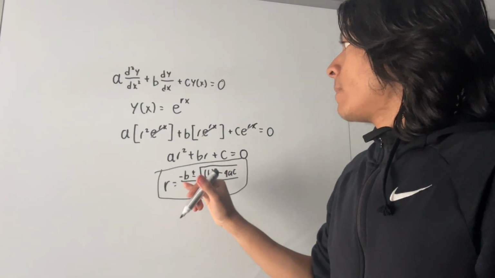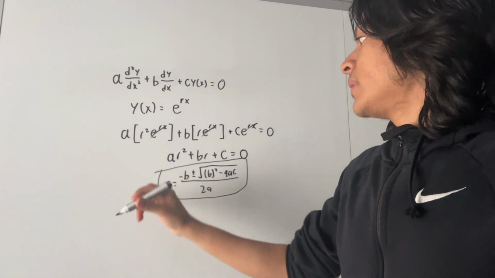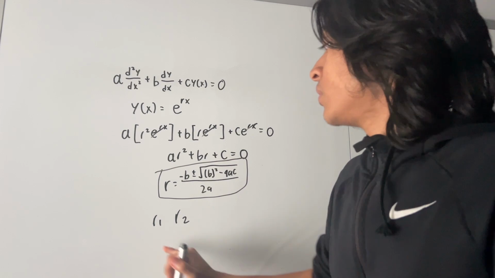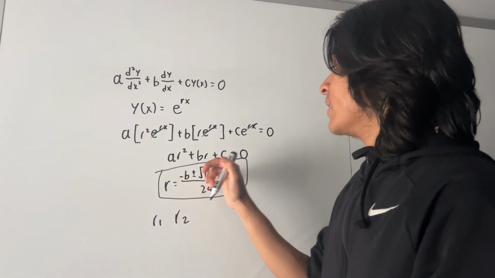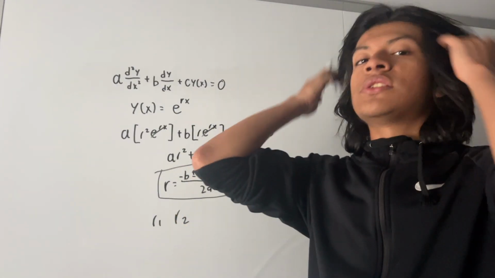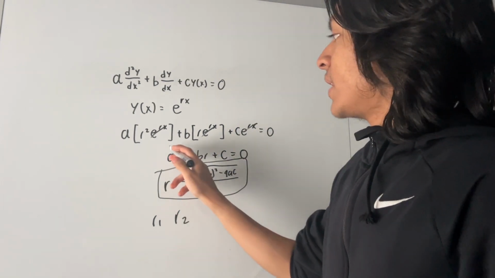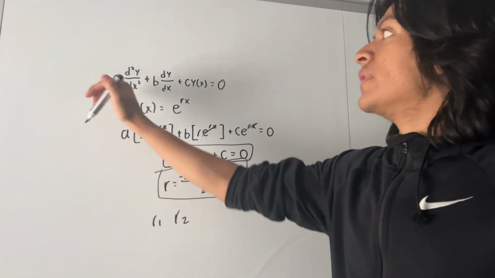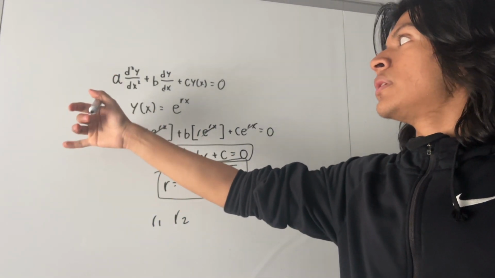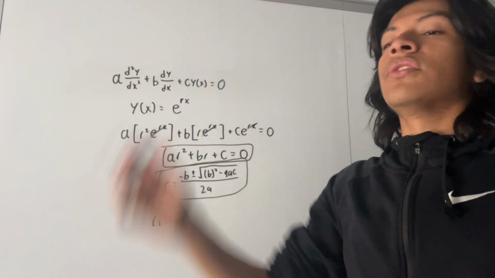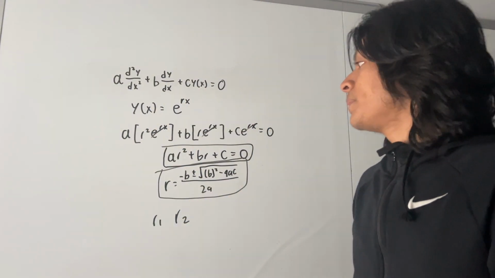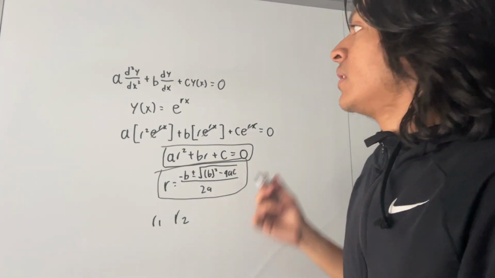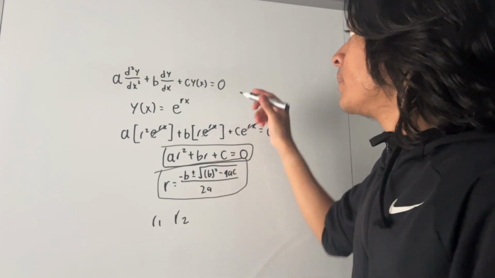So depending, we're gonna have two solutions, r1 and r2, where let's say r1 is when you add the square root and r2 is where you subtract the square root. This right here is called the auxiliary equation of this homogeneous linear equation or differential equation, and the general solution to these things, which will become useful later on.